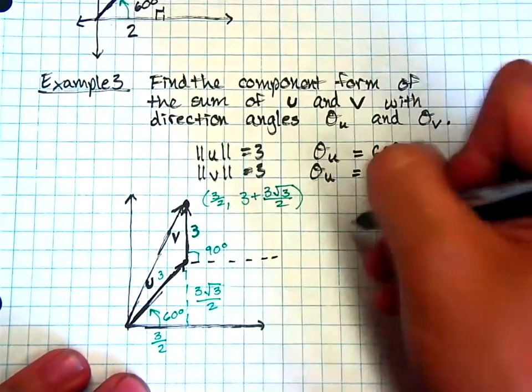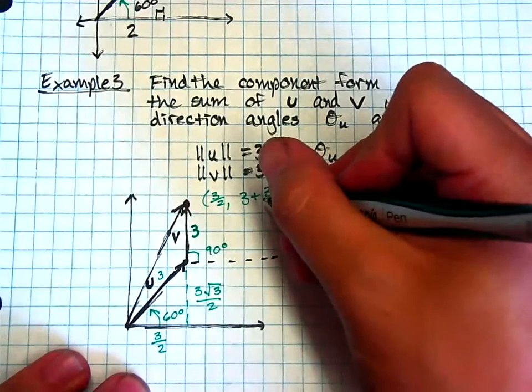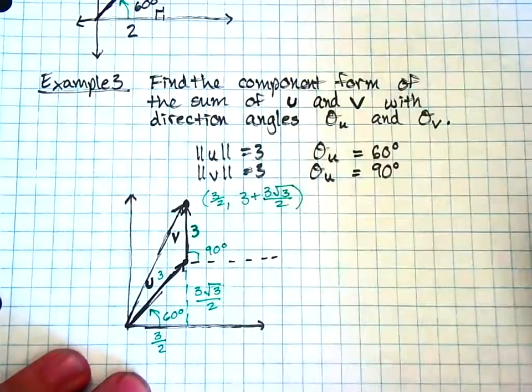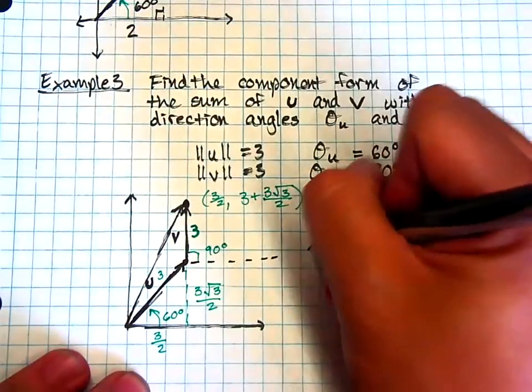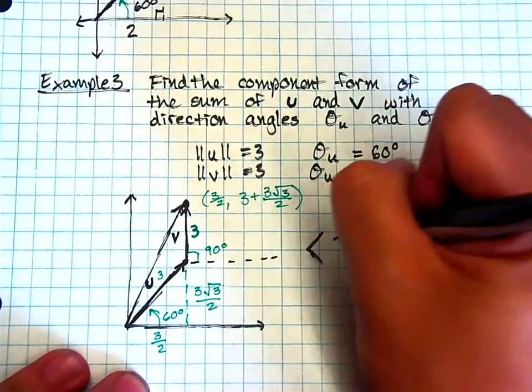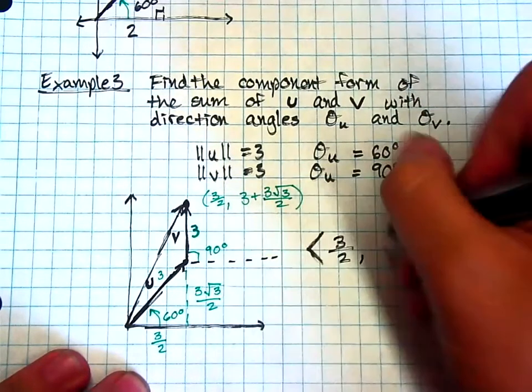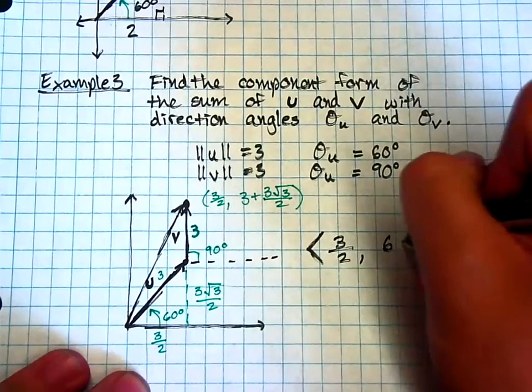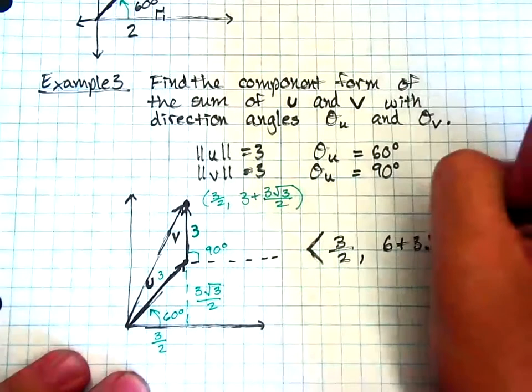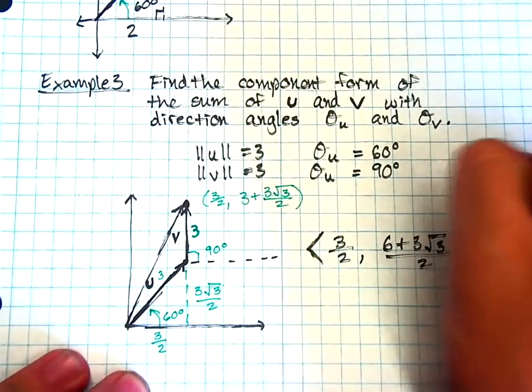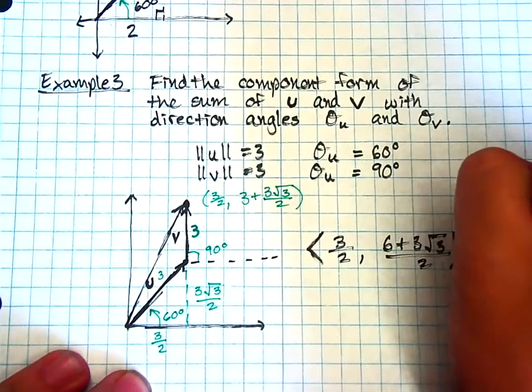Now, if I did want to simplify this, I could combine it so it has a common denominator, which would give me a component form of 3 halves, and then 3 over 2 would be 6, so 6 plus 3 radical 3 all over 2. Okay, and that is it.